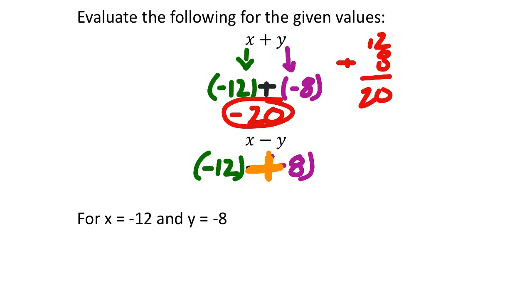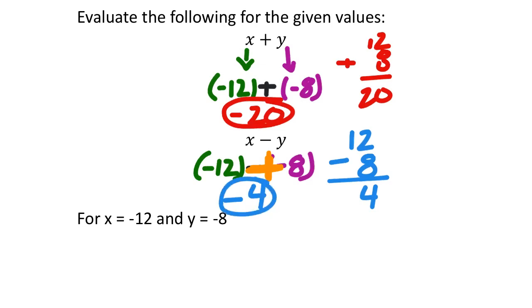In this case, now I've got negative 12 plus 8. Since I'm adding two values with opposite signs, I can see that I have more negatives than positives being added. So I know my answer is negative. Now I just take the big number and subtract the small number. 12 minus 8 is 4. So my final answer there is negative 4.